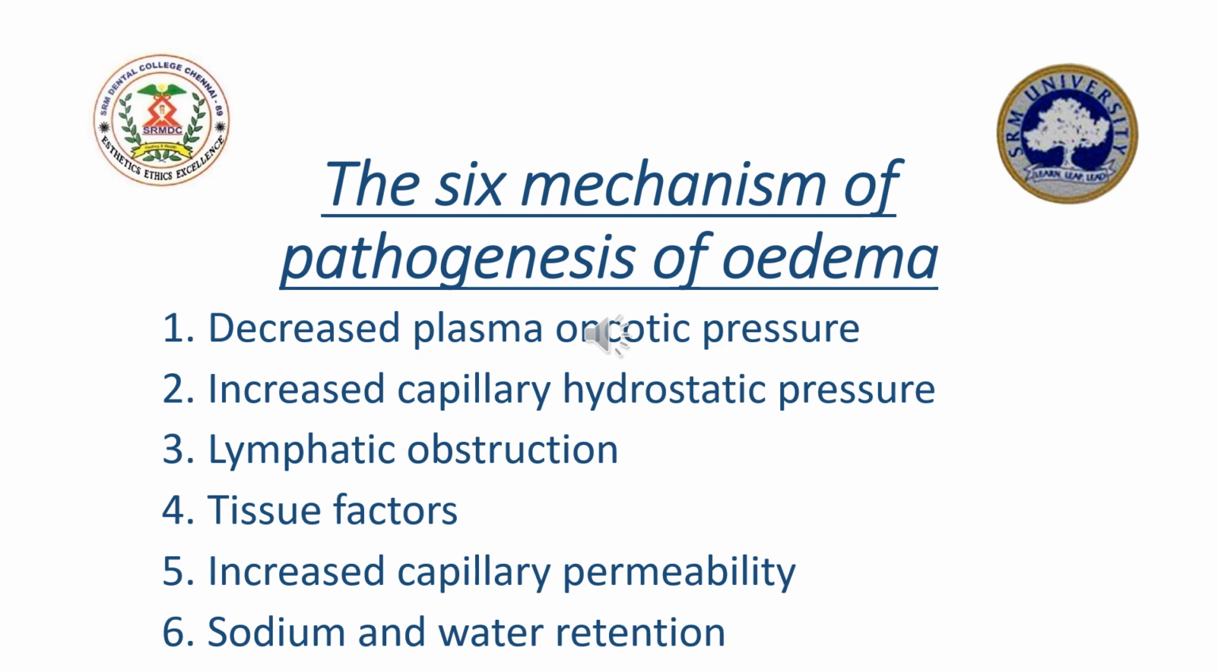These are the 6 mechanisms of pathogenesis of edema. These mechanisms can either operate singly or they can occur in combination to bring about the pathogenesis of edema. So as listed here, they are decreased plasma oncotic pressure, increased capillary hydrostatic pressure, lymphatic obstruction, tissue factors, increased capillary permeability, and sodium and water retention. So let us have a detailed picture of what these exactly are.